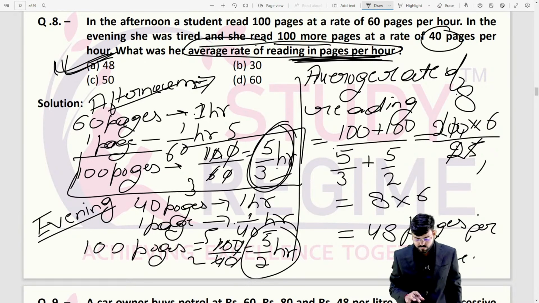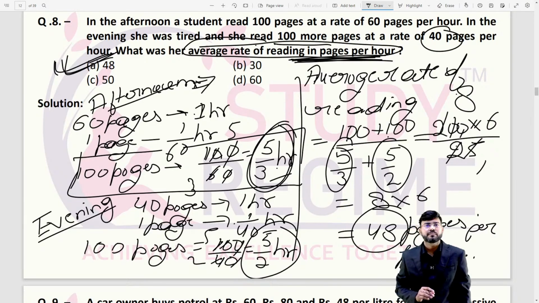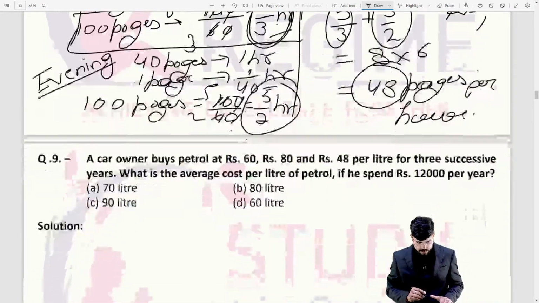So in the question it was given that you have to find the average rate of reading in pages per hour. So the total number of pages she read is 100 plus 100, that is equal to 200, and the time she has taken is 5 by 3 hours plus 5 by 2 hours. So after solving I will get 48 pages per hour. Clear? Okay. Next we will move on with the next question.